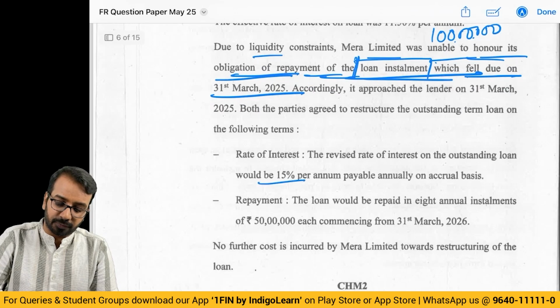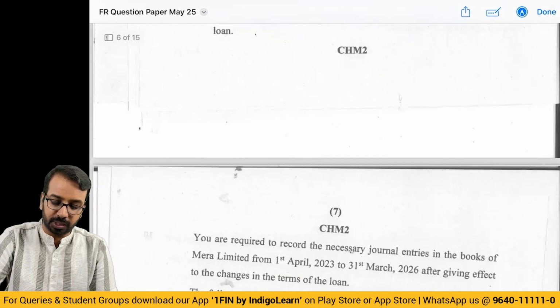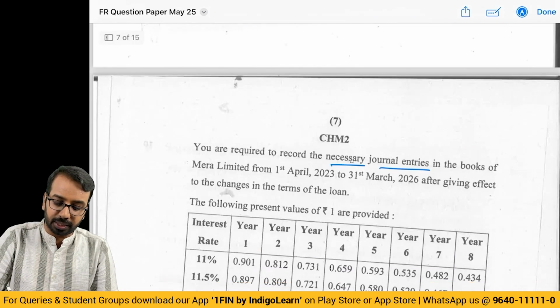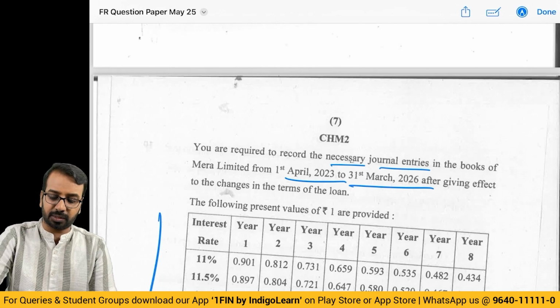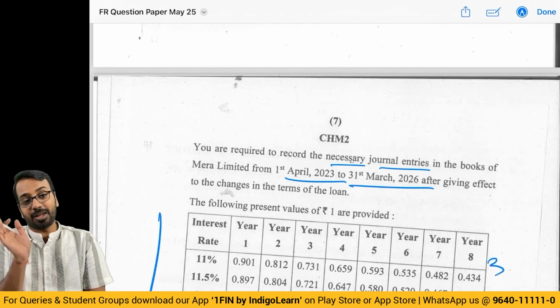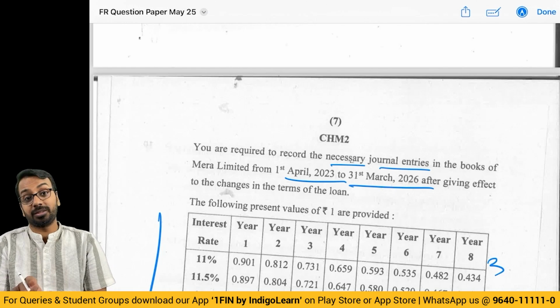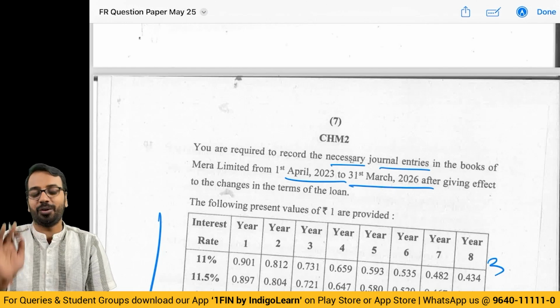Then revised term 15%, and the loan will be repaid in 8 annual installments of 50 lakhs each, commencing from 31st March. No further cost has been incurred. You are required to record the journal entries from 1st of April till 31st of March. Okay, so very simple. Present value factors have also been given. Now funny thing here is, here they have given 3 factors. In another question, to compute fair value, they have given 4 factors. In the first question, they have given 2 factors. So how they have given, accordingly we have to take.